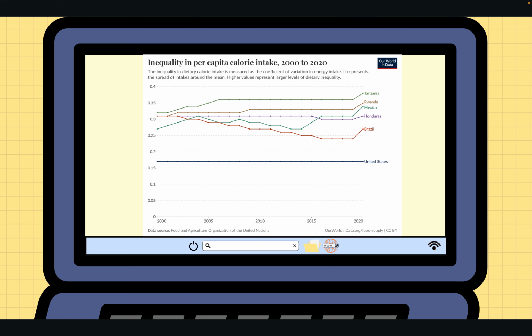The United States is hovering around 18% or 0.18, and Tanzania is hovering around 0.38. While the rest of the countries on this graph, Rwanda, Mexico, Honduras, and Brazil, are hovering between about 0.25 and 0.35. So Tanzania is definitely a little bit higher, having higher levels of dietary inequality in their country, while the United States is slightly lower.